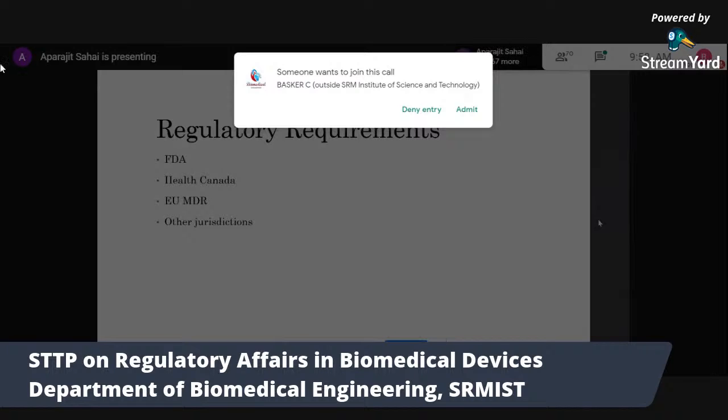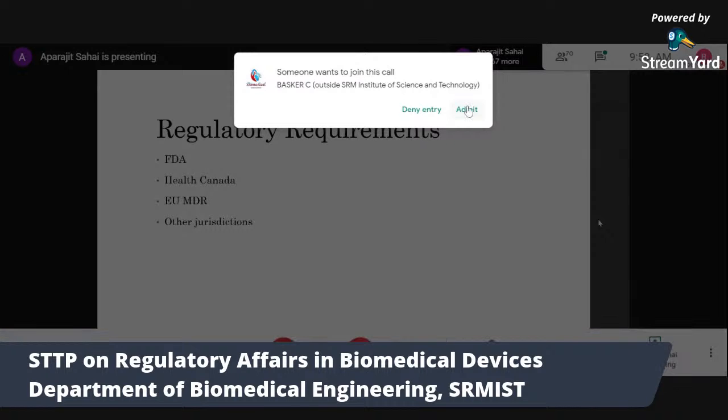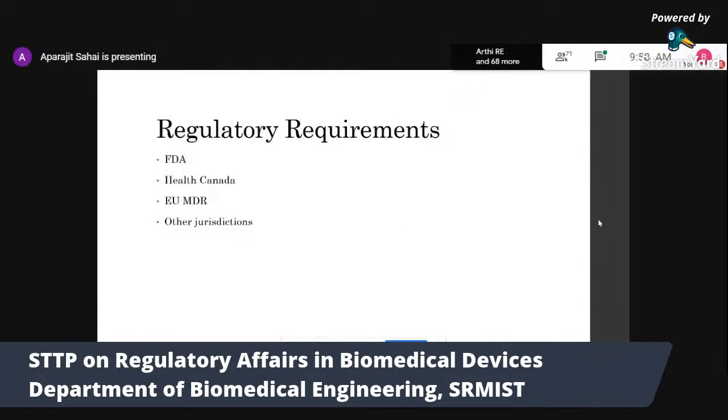So that's the MDD. There are other jurisdictions which have specific requirements. I'm sure the Indian CDSCO has specific requirements that you need to meet. I will not be able to expand on what those are because I'm not too familiar and I don't want to give you any wrong information. But that kind of sums up the specific regulatory requirements. You need to meet them, and that's how you will be able to sell your medical device in that specific jurisdiction.